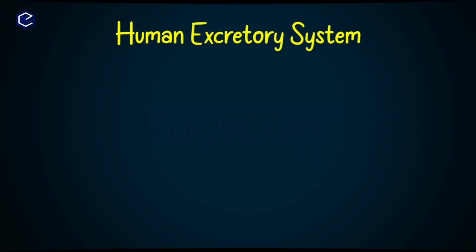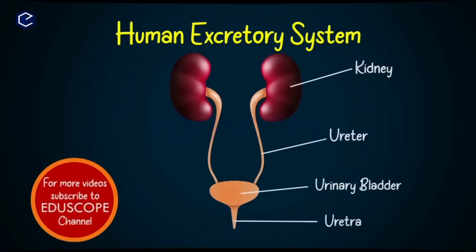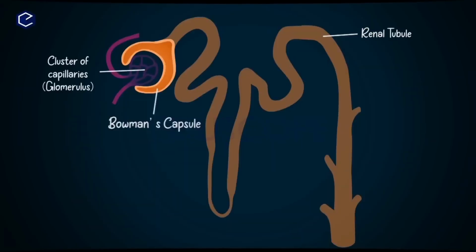The human excretory system has two kidneys, two ureters, one urinary bladder and one urethra in it. Nephrons are the structural and functional units of the kidney. These are the tiny structures that filter the blood. Each nephron has a tuft of capillaries called glomerulus and a cup-like structure called Bowman's capsule.